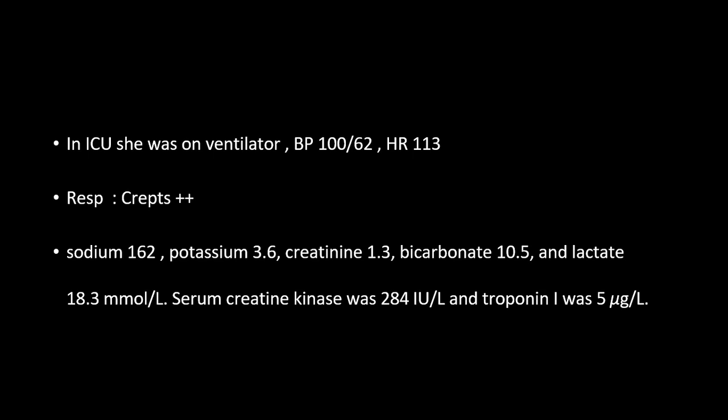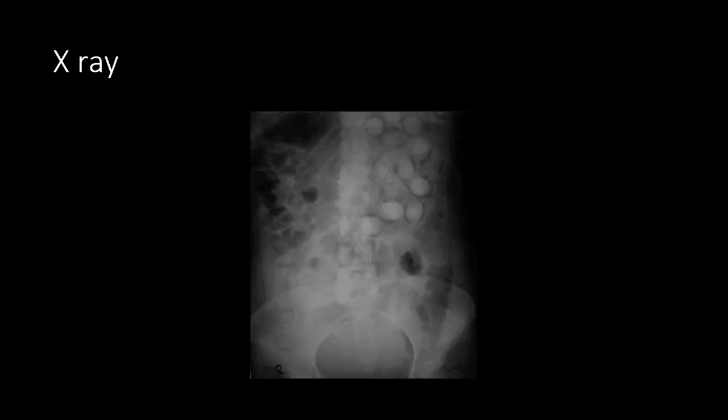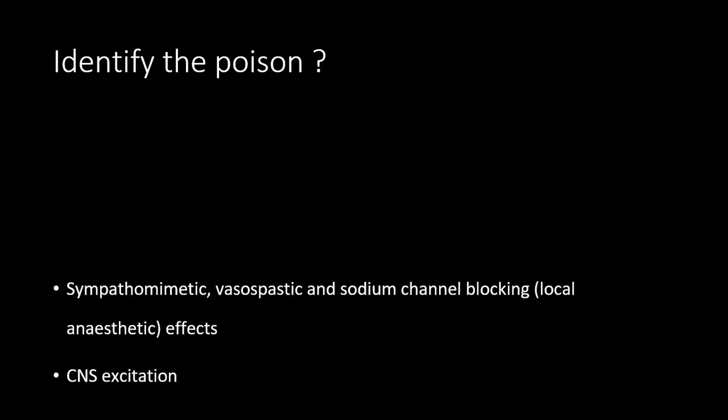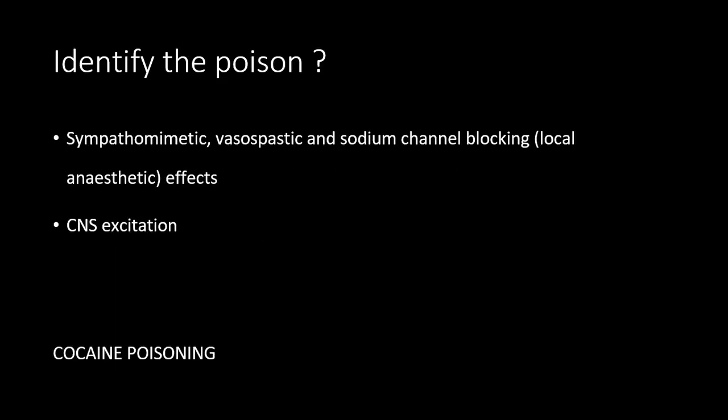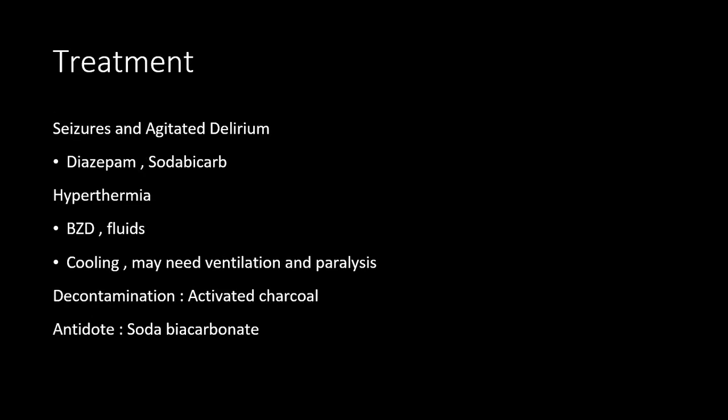So she had electrolyte imbalance, troponin was high, and this was the ECG. So she had tachycardia. This is the X-ray. So classical case of cocaine packets in the stomach. Okay, sympathomimetic poison, it's a cocaine poisoning. And what is the treatment of cocaine poisoning? You do a symptomatic treatment according to the situation. So you treat the effects of sympathomimetic with the medicines accordingly. You treat the seizures, and you try decontamination with activated charcoal, and antidote is soda bicarb.